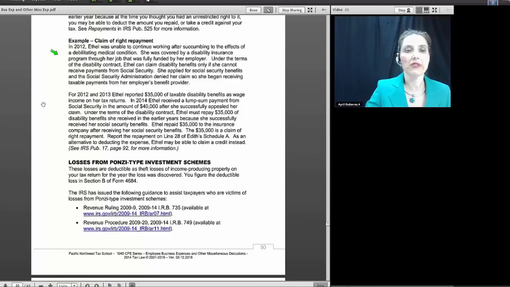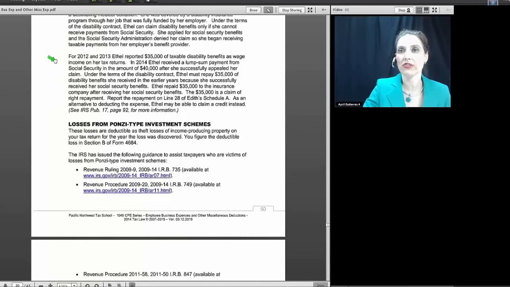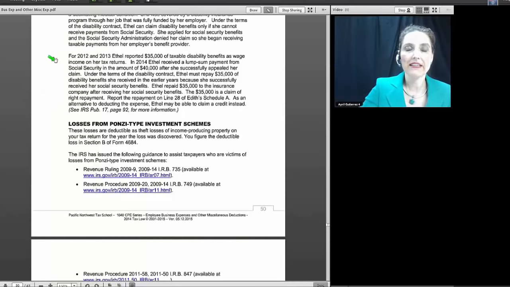Those benefits, when they are issued on a W-2, usually have a code J, and the taxable part is reported in Box 1 as wages with a code J to indicate it's disability. For 2012 and 2013, Ethel reported $35,000 of taxable disability benefits as wage income on her tax return. Then in 2014, Ethel received a lump sum payment from the Social Security Administration in the amount of $40,000 after she successfully appealed her claim.